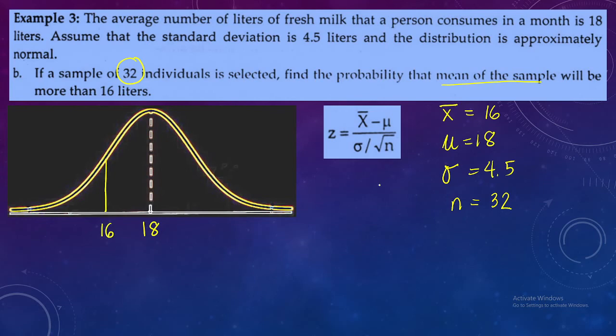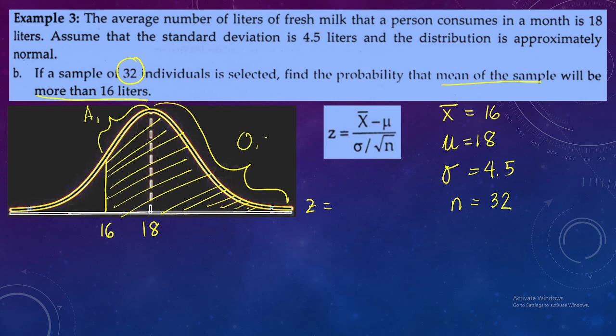Okay? So I have now our z. By the way, where will I shade this part? Is it this more than 16? Is it right of 16 or left of 16? Where is this more than 16 liters? Is it right or left of 16? Right, sir. Okay, so I'll be shading this part over here. So just like what we did a while ago, I need this area. I'll mark that as area 1. And we all know that this is already 0.50. So let's solve z first.